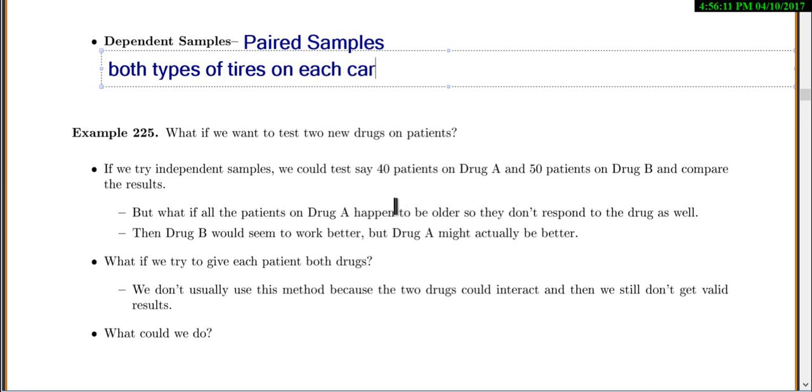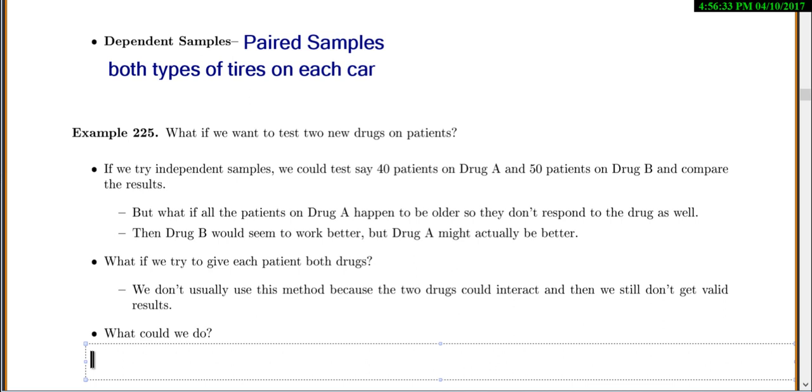Okay, but what if, say, all the patients on drug A happen to be older, so they don't really respond to the drug as well? Then drug B would seem to work better, but drug A might actually be better. Well, what if we try to give each patient both drugs? Well, we don't usually want to use this method because the 2 drugs could interact and then we still don't get valid results. Or they might not just interact, maybe you'd end up overdosing them or something. That would certainly be bad.